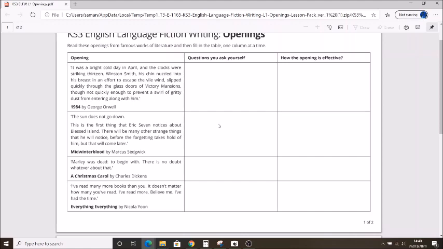So here we go. The opening, I'll read it. It's on the screen. It was a bright, cold day in April, and the clocks were striking 13. Winston Smith, his chin nuzzled into his breast in an effort to escape the vile wind, slipped quickly through the glass doors of Victory Mansions, though not quickly enough to prevent a swirl of gritty dust from entering along with him. So that is the opening to 1984.